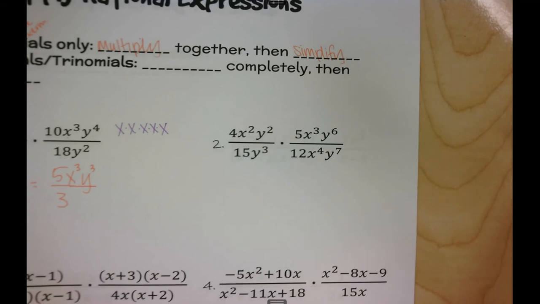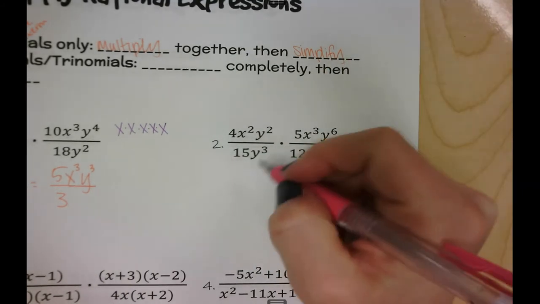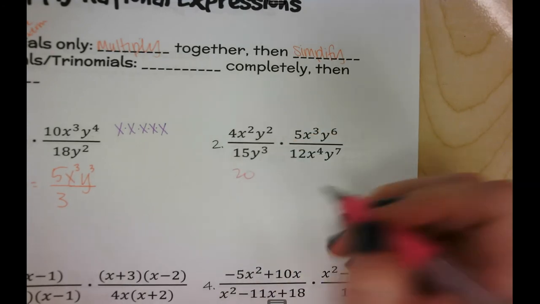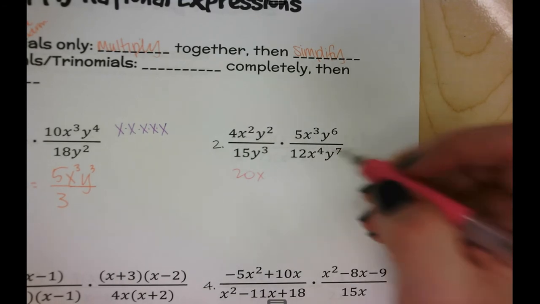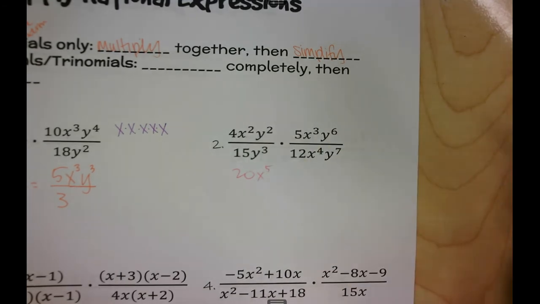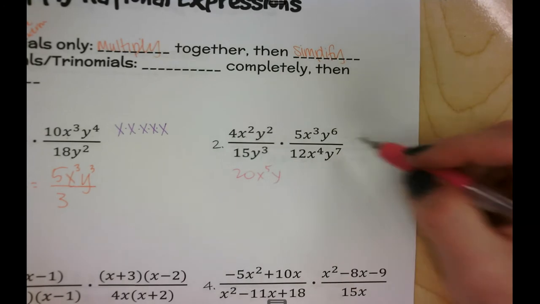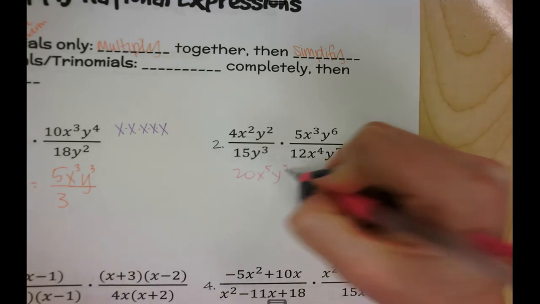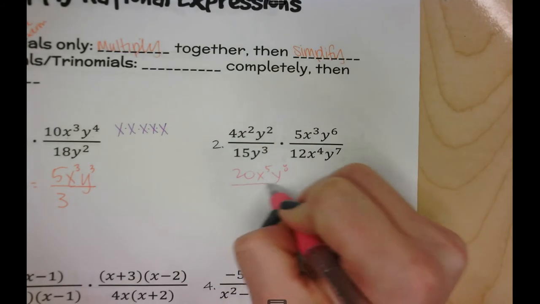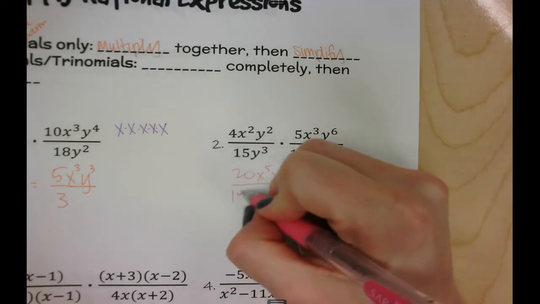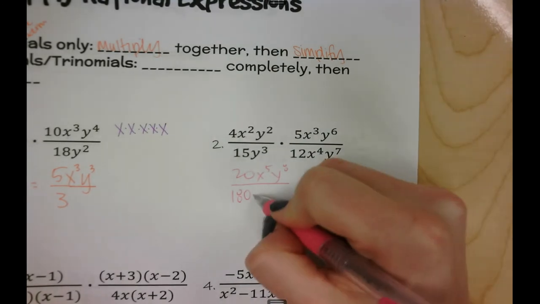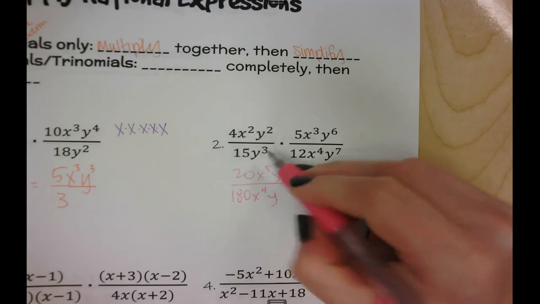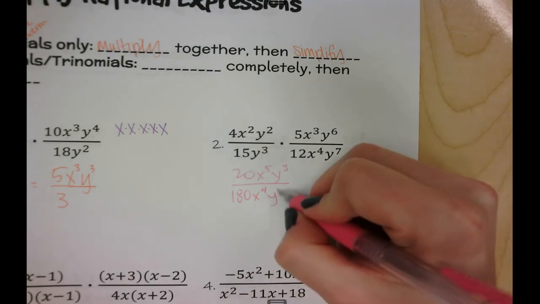Okay, let's do this one. Multiply the numbers. 4 times 5 is 20. X squared times x to the third is x to the 5th. Y squared times y to the 6th is y to the 8th. 15 times 12 is 180. We don't have any x's over here, but we have x to the 4th here. Y to the 3rd times y to the 7th is y to the 10th.